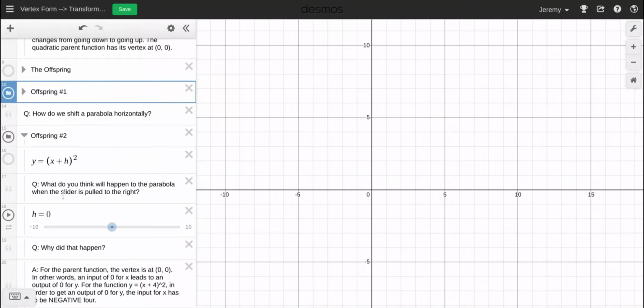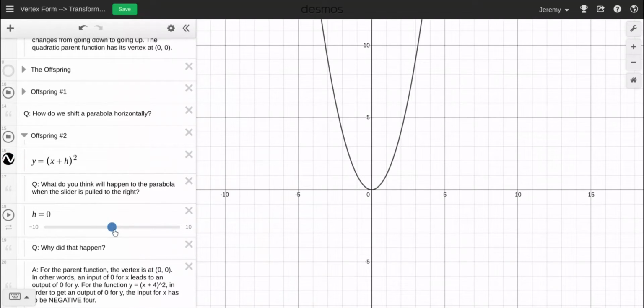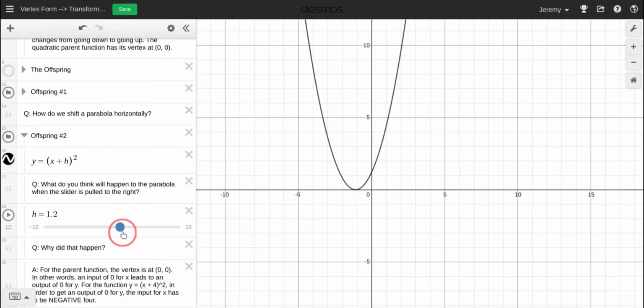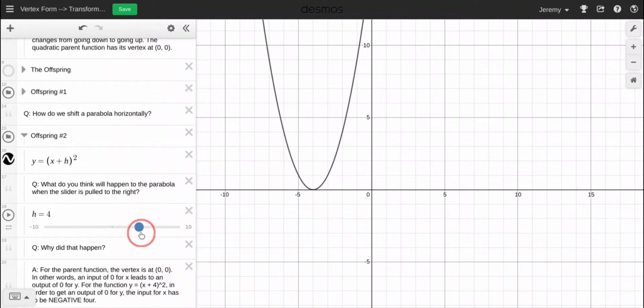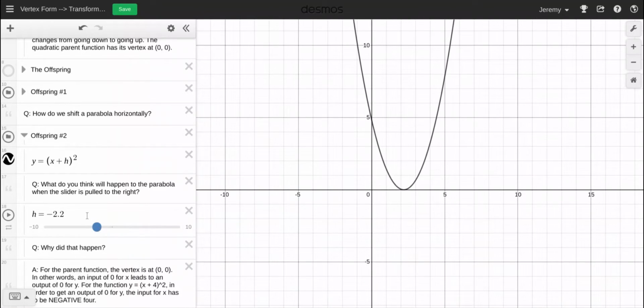So what do you think is going to happen to the parabola when the slider is pulled to the right, to values like 10? What happens if h is, let's say, 4.3? Where's the graph going to go? Well, let's see. Here's the function when h is equal to 0. As I shift it to the right, what? It goes to the left. That's so weird. Why did that happen?